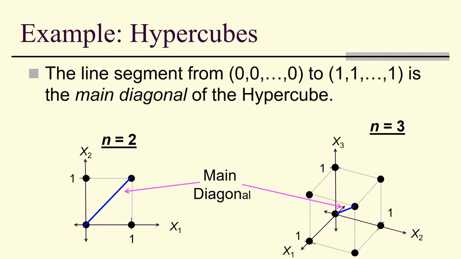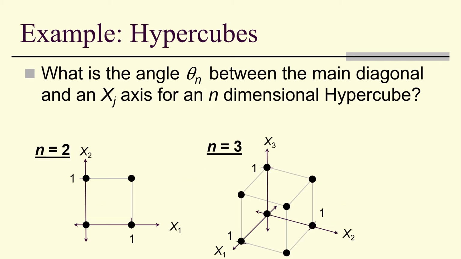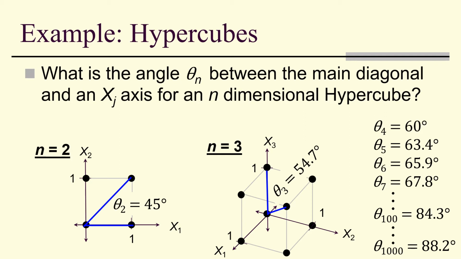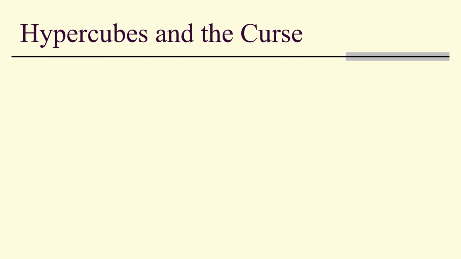So the line segment from the origin to all ones is the main diagonal of a hypercube in any dimensional space. And you have to take n steps to go from all zeros to all ones. Also, what is the angle between the main diagonal and an axis for an n-dimensional hypercube? Well, for 2 dimensions, it's 45 degrees. For 3 dimensions, it's 54.7 degrees. And notice as n becomes larger, the angle approaches 90 degrees.